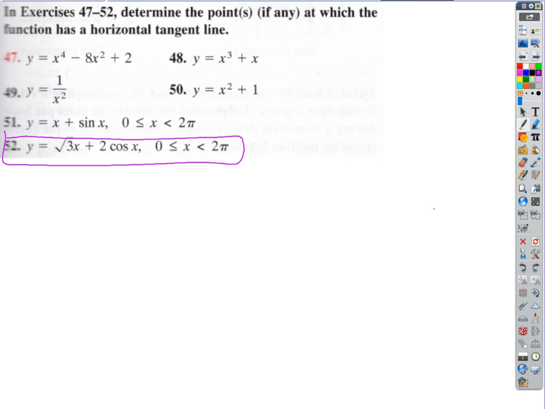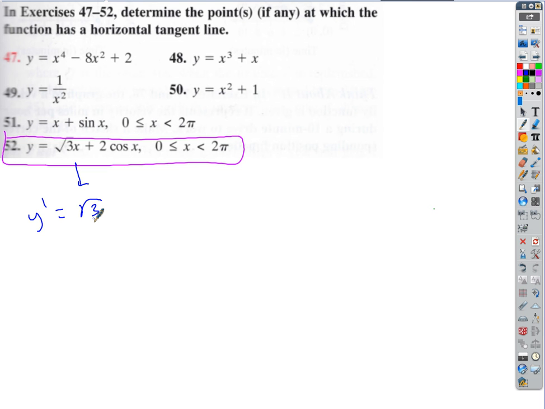We're going to ask the math gods when the derivative is equal to 0 by solving that equation, right? So let's do 52. What is y prime here? I've got the square root of 3 times x. That looks complicated, but what's the derivative of the square root of 3 times x? Square root of 3, right? Because the derivative of x is just 1. So we took the square root of 3 out in front, and we took the derivative of x.